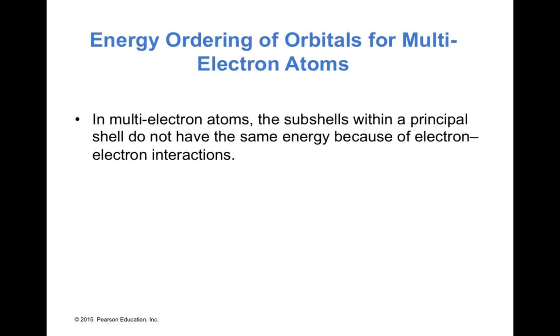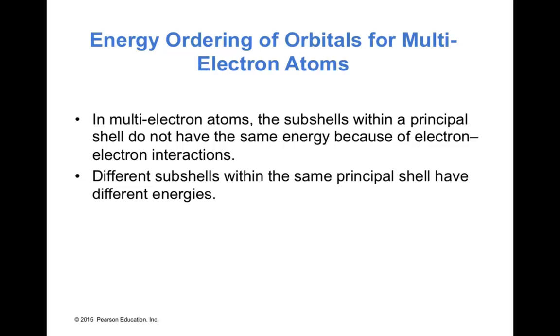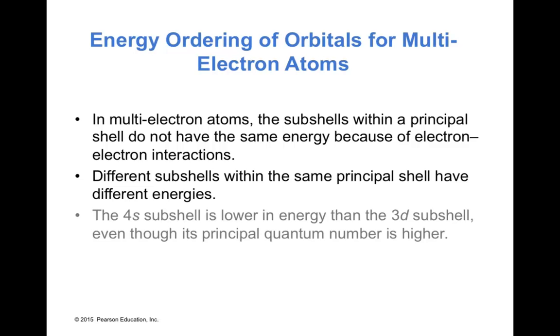So, in multi-electron atoms, the subshells within a principal shell do not have the same energy because of electron-electron interactions. Different subshells within the same principal shell have different energies. Sometimes subshells with a higher principal quantum number will have a lower energy than a subshell with a smaller principal quantum number. For example, the 4s subshell is lower in energy than the 3d subshell, even though the principal quantum number for the 4s is higher than the 3d.